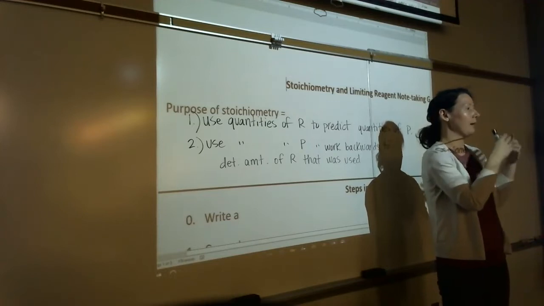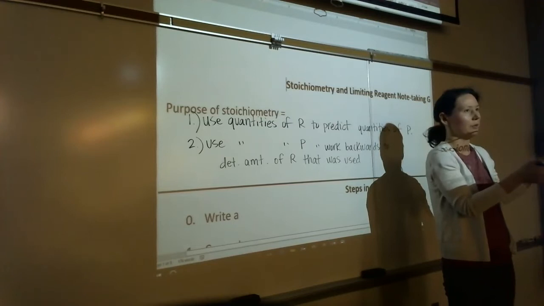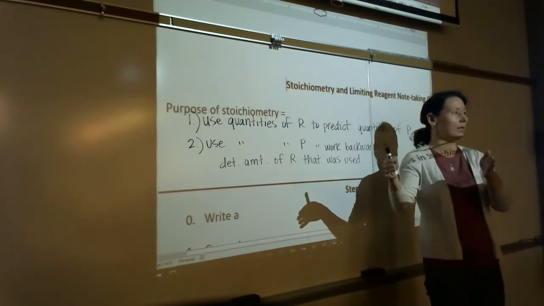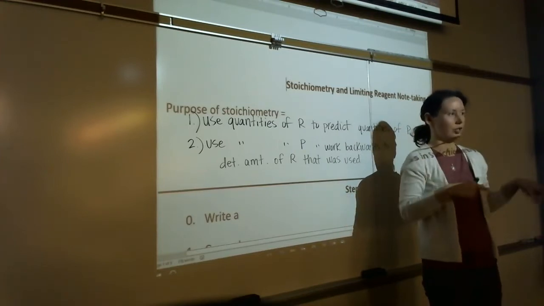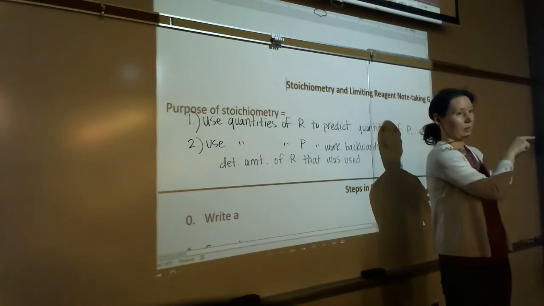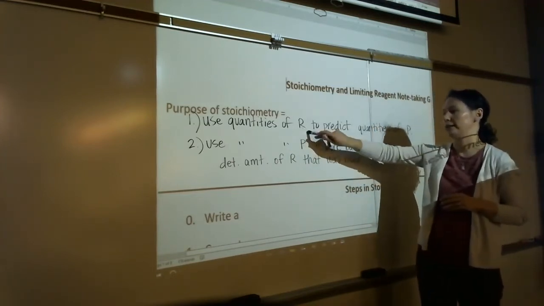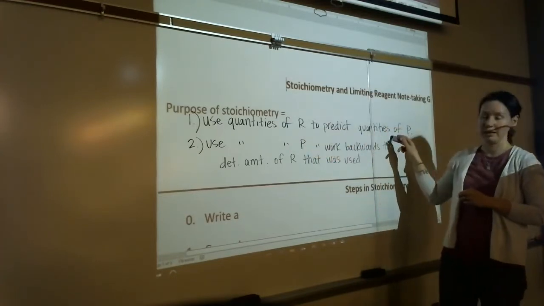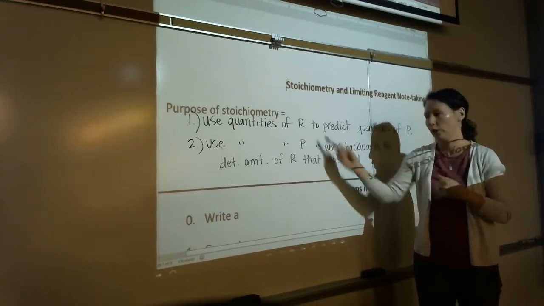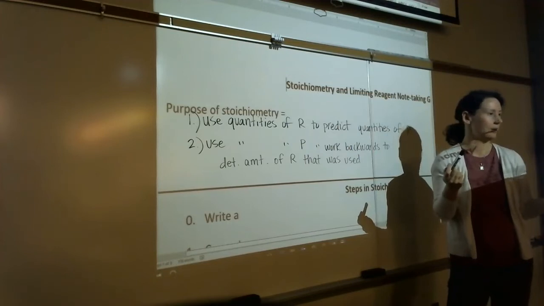So if I begin with 4 cups of sugar and 5 cups of flour and XYZ amounts of all your other ingredients, how many cookies can I make? Or, going the other direction, if I want to make this many cookies, how much reactant do I need to begin with? All right, so that's what stoichiometry allows us to do. We can use the quantities of reactants to figure out how much product that's going to give us. Or, if I know I want to make a certain amount of product, work backwards, how much reactant do I need to begin with? Does this make sense?